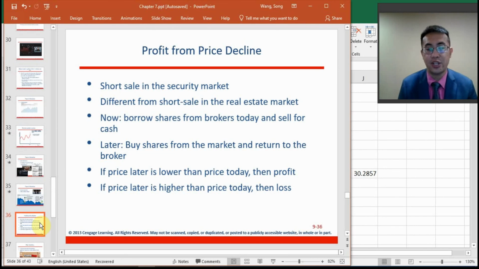So today you have a cash inflow. And later on, you need to return the shares to the broker you borrowed from, and you are going to buy the shares from the market and then return them to the broker. By doing this, you hope that today the stock price is higher than the price later. That way, you can receive more cash today and spend less cash to buy the stock later. So this is how you profit from the price decline. And of course, if the price later gets higher than today, then you would have a loss.